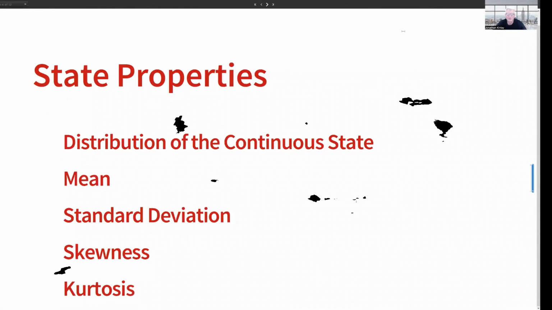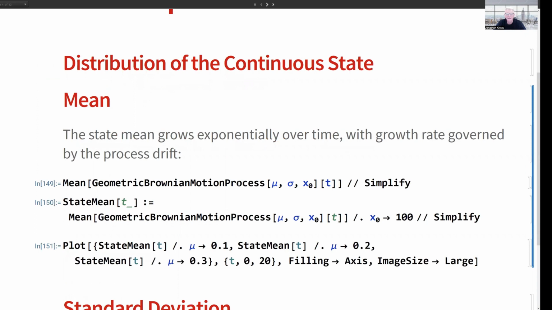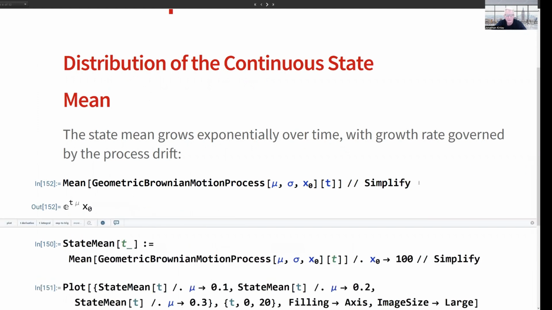Let's come on now to talk about the moments of the state of a GBM process, beginning with the mean. If we take the mean of a GBM process with parameters mu, sigma, and initial value x0 at time t, it's simply x0 times e to the mu t. So the process mean is growing at a rate e to the mu t.